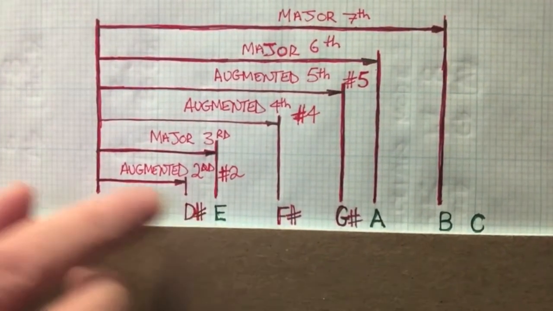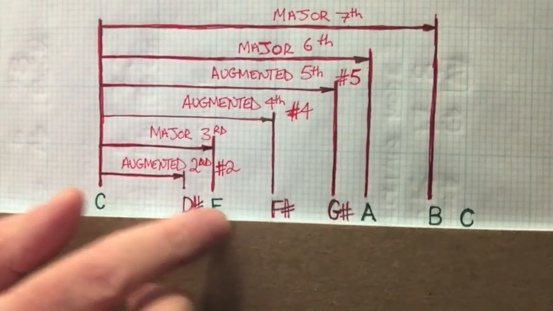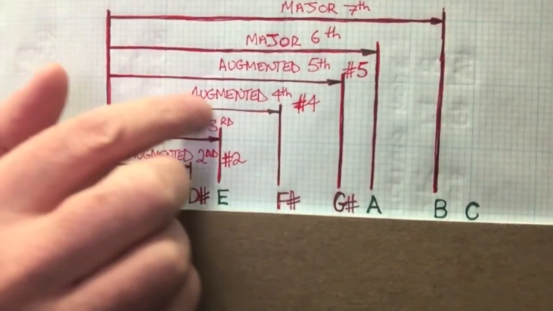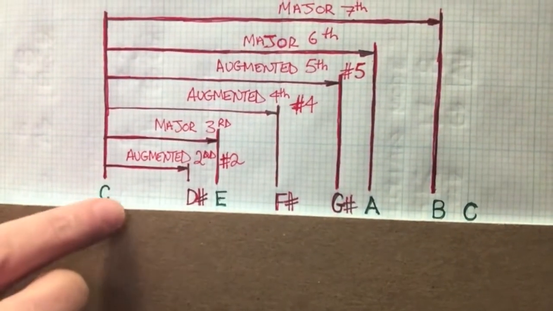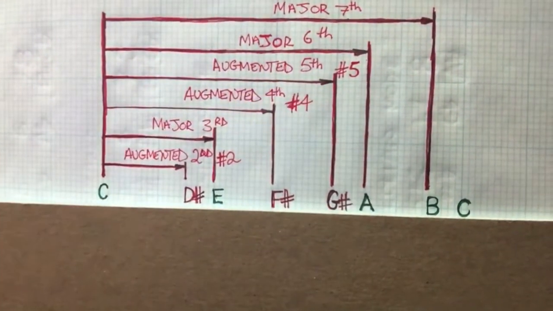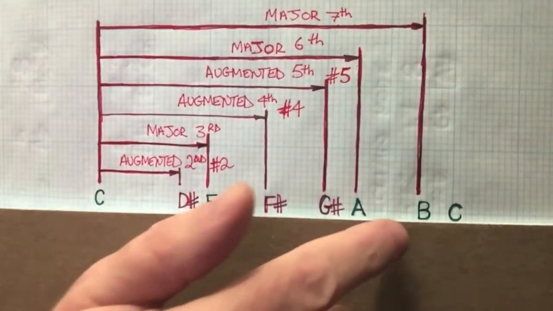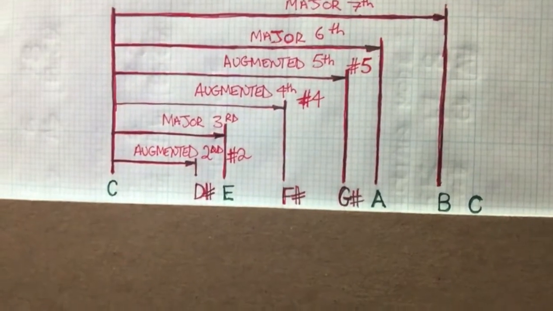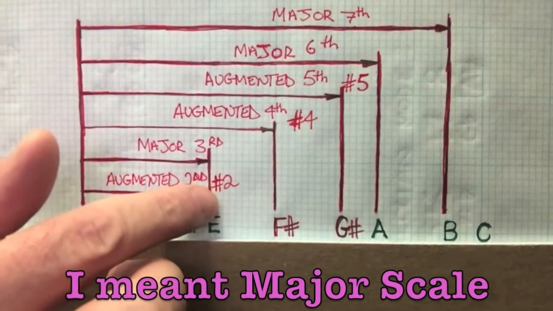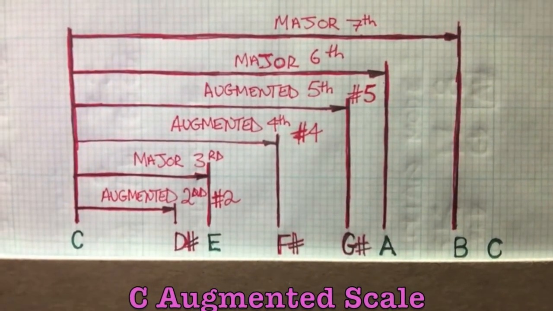C to D sharp is an augmented second or a sharp 2. C to E is a major third. C to F sharp is an augmented fourth or a sharp 4. C to G sharp is an augmented fifth or a sharp 5. C to A is a major 6, and C to B is a major 7. So it's basically like a major chord with 3 alterations, a sharp 2, a sharp 4 and a sharp 5, and that's our C augmented.